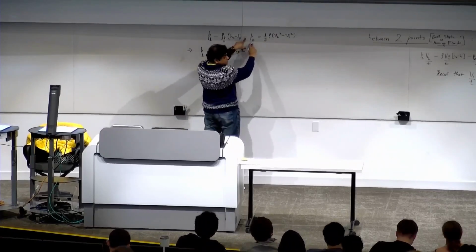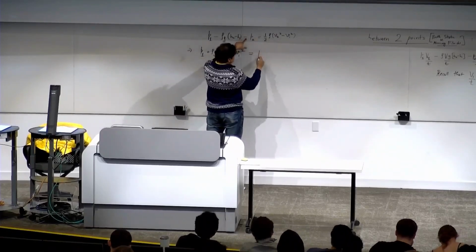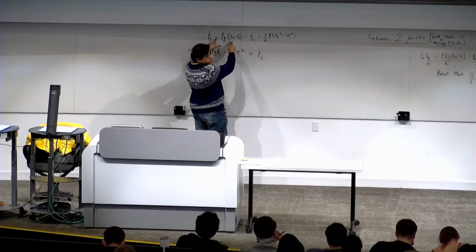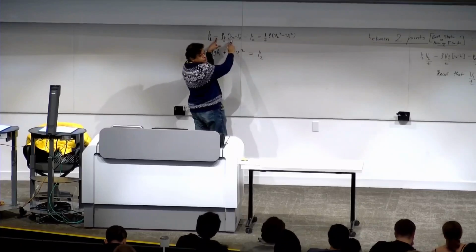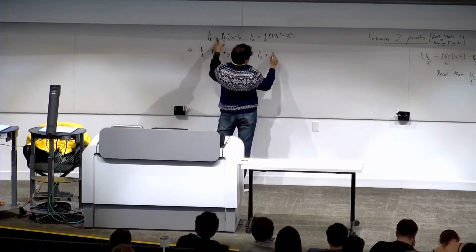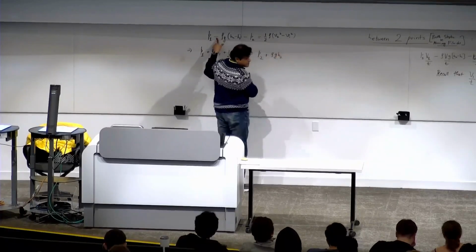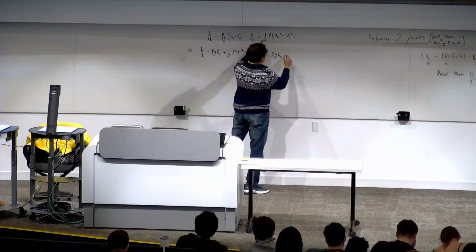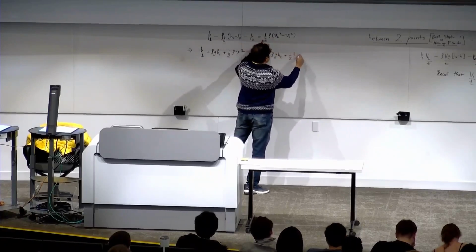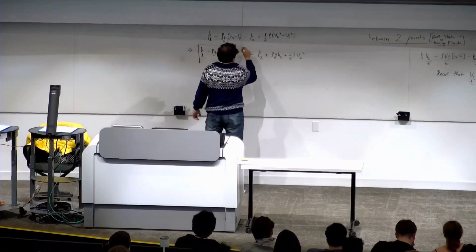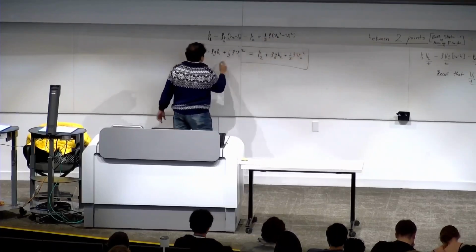P2, negative P2, add P2 on both sides, P2, negative rho G H2, add rho G H2 on both sides, and then I already have plus half rho V2 square. This is called Bernoulli's equation.